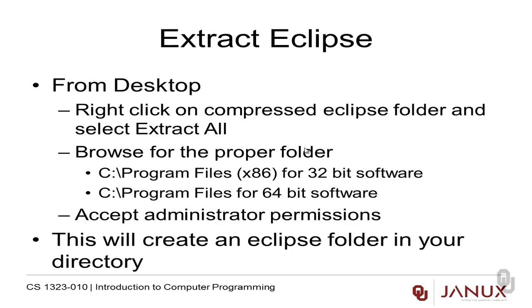The next thing you need to do is to extract Eclipse. To do this, you right-click on the compressed Eclipse folder and select Extract All. Then you browse for the proper folder. Now this will be C, Program Files x86 for 32-bit software, or C, Program Files for 64-bit software. At some point you'll have to accept administrator permissions to do this. This will create an Eclipse folder in the proper directory.